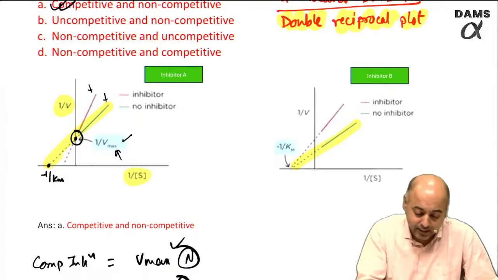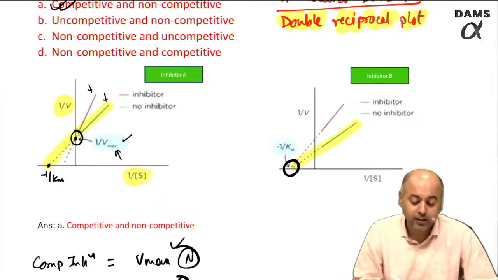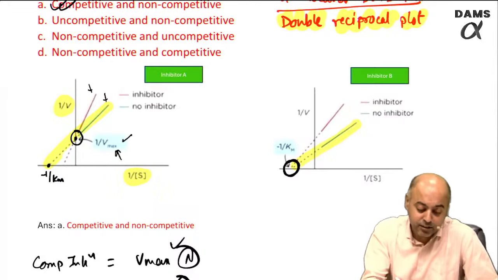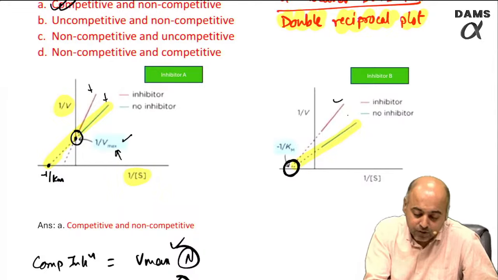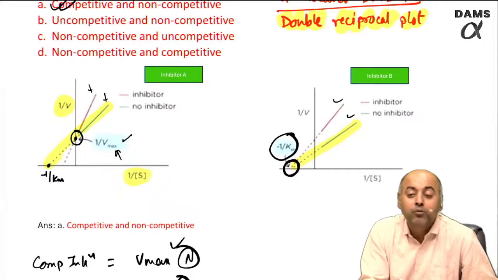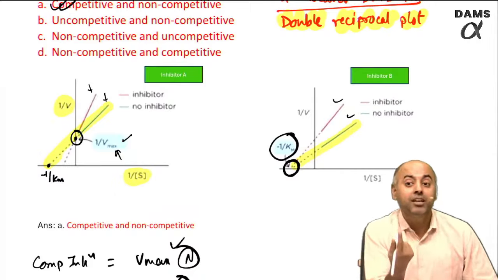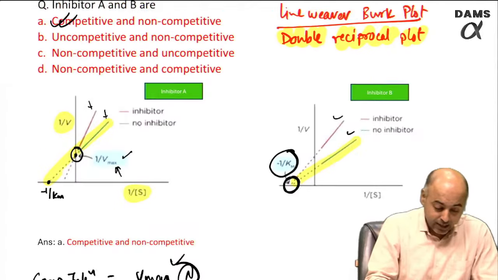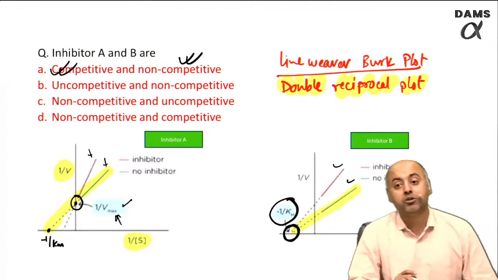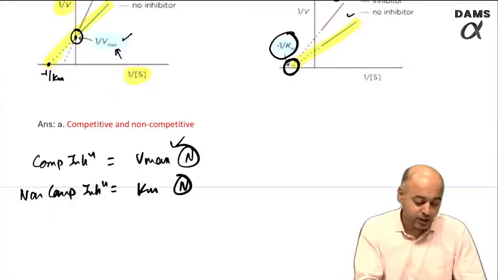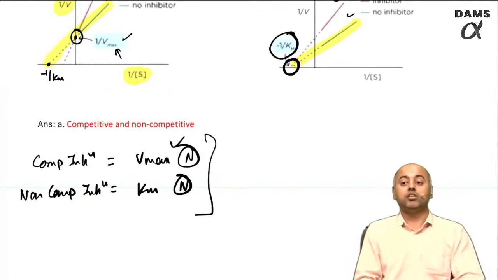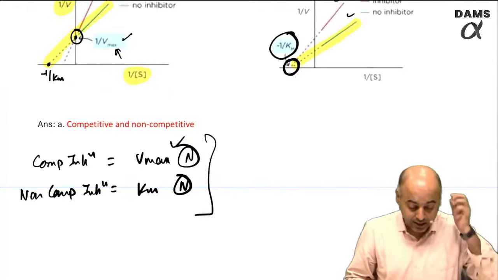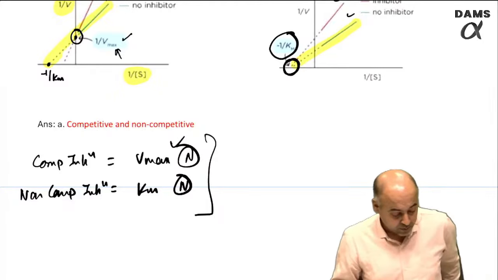Looking at the second graph, they have the common point on the x-axis. X-axis is minus 1 upon Km. This means graph 1 and graph 2 have the same minus 1 upon Km. This means they have the same Km, and Km is the same in non-competitive inhibition. So just by remembering what does not change, you are able to very quickly identify the type of inhibition.